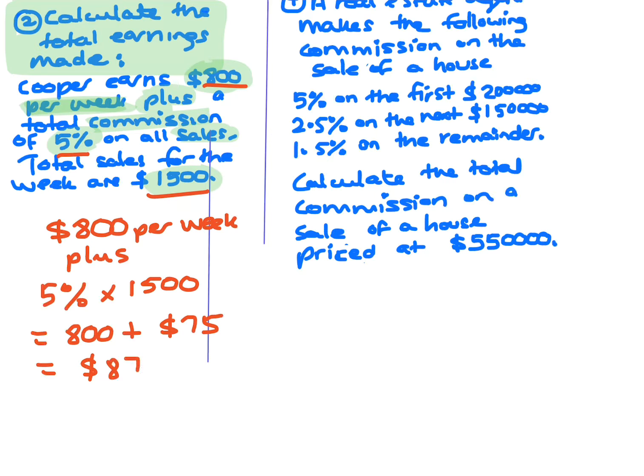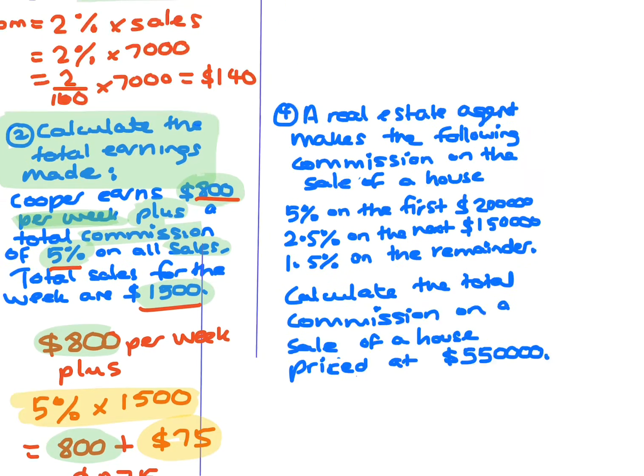So altogether it'll be $875, because it ends up being the 800 that you get regardless, plus your commission, which is the 5% of all your sales. So when you add all those up, you end up with $875.